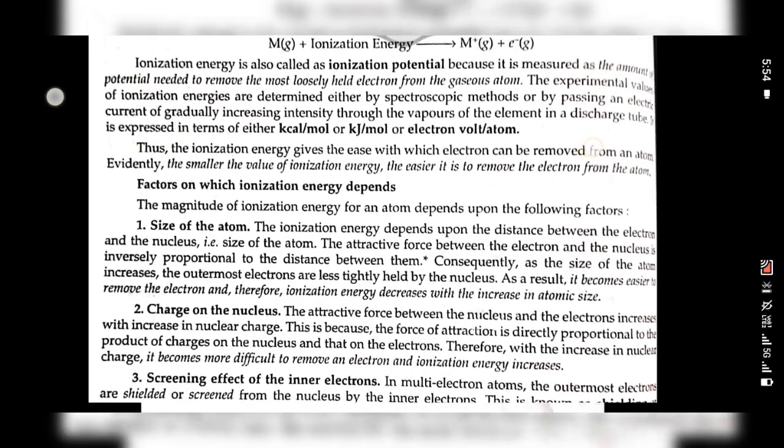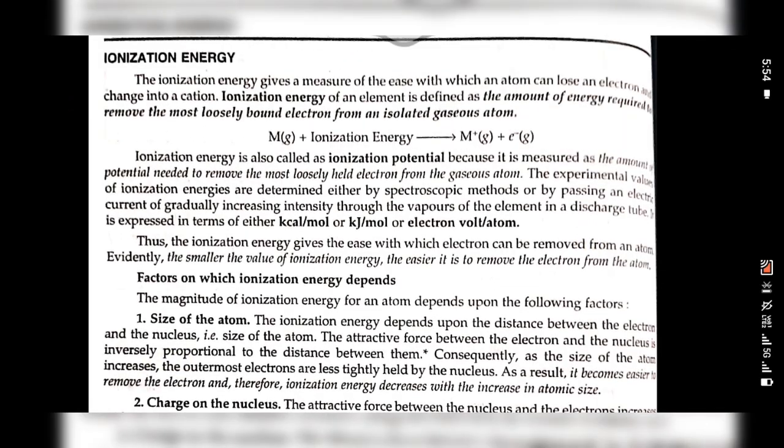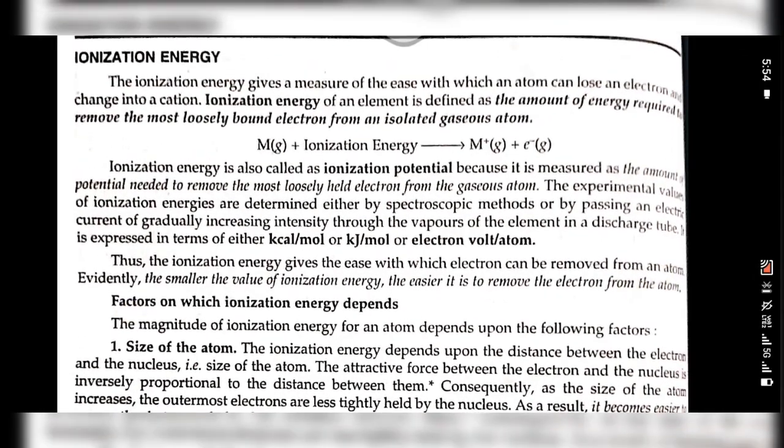Ionization energy. The ionization energy gives a measure of the ease with which an atom can lose an electron and change into a cation. Ionization energy of an element is defined as the amount of energy required to remove the most loosely bound electron from an isolated gaseous atom. Ionization energy is also called ionization potential because it is measured as the amount of potential needed to remove the most loosely held electron from the gaseous atom.